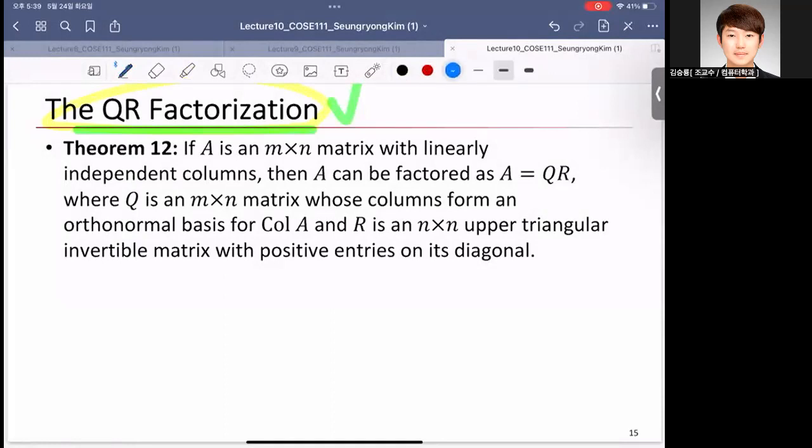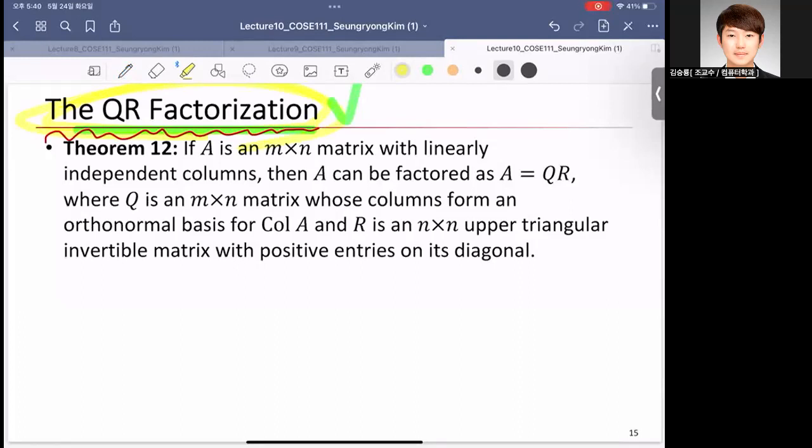So first of all, which factorization did we discuss in the midterm exam? What's that? LU, right? So it was just LU factorization. So today, by using the Gram-Schmidt process, we will introduce a more advanced factorization, QR factorization. Now let's compare this QR factorization to the LU factorization.